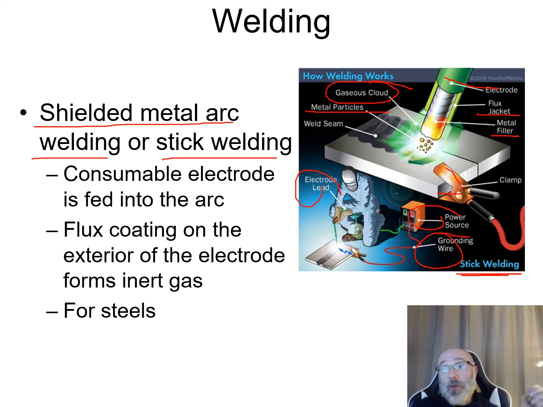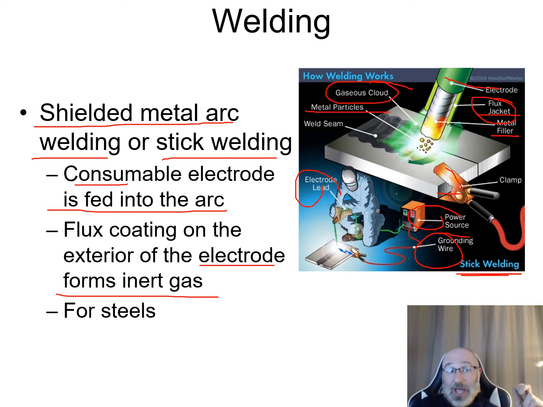The thing to note about stick welding is that this is a consumable electrode that is fed into the arc. We have that flux coating that we can see up here on the exterior of the electrode that forms an inert gas, and this is typically used only for our steels.